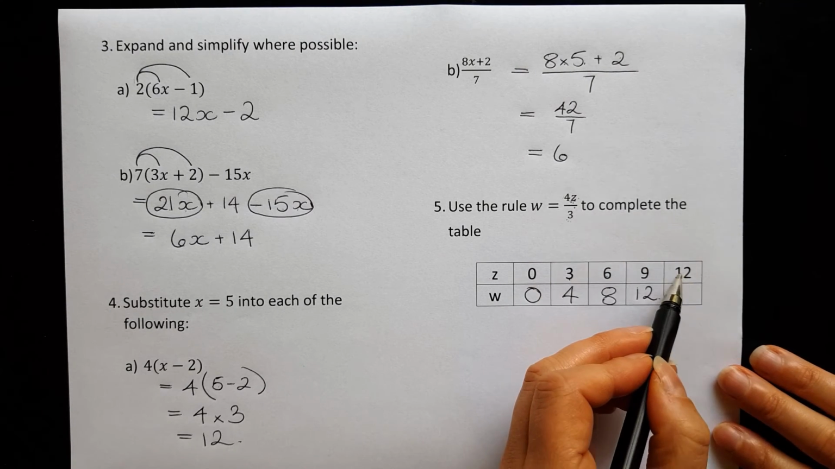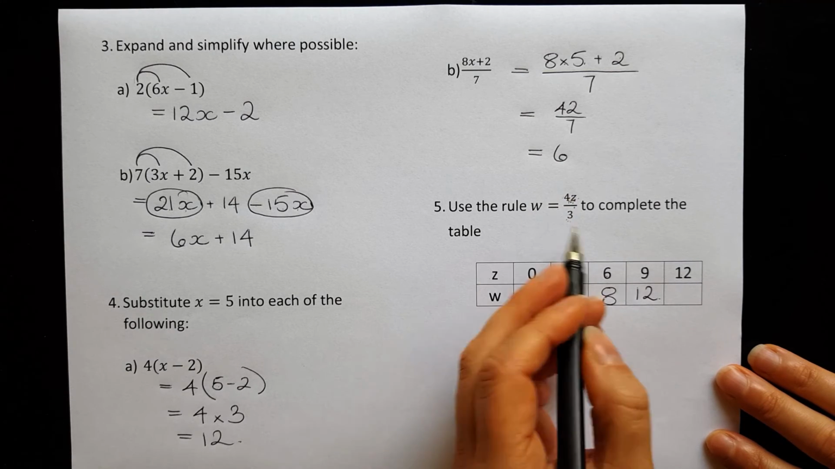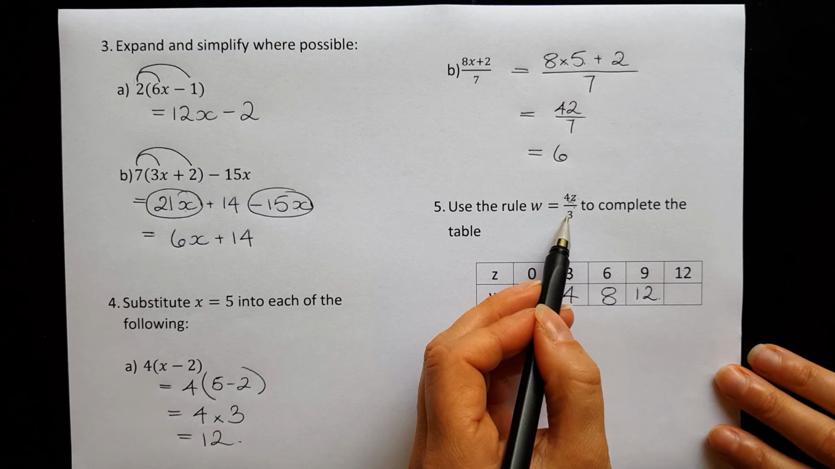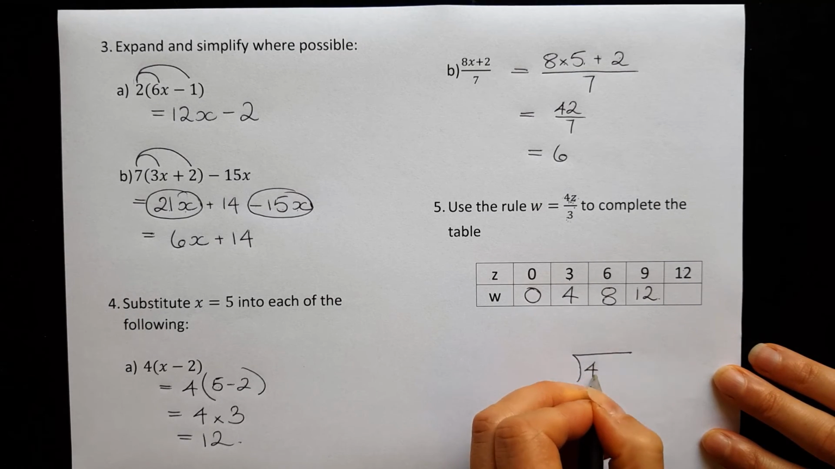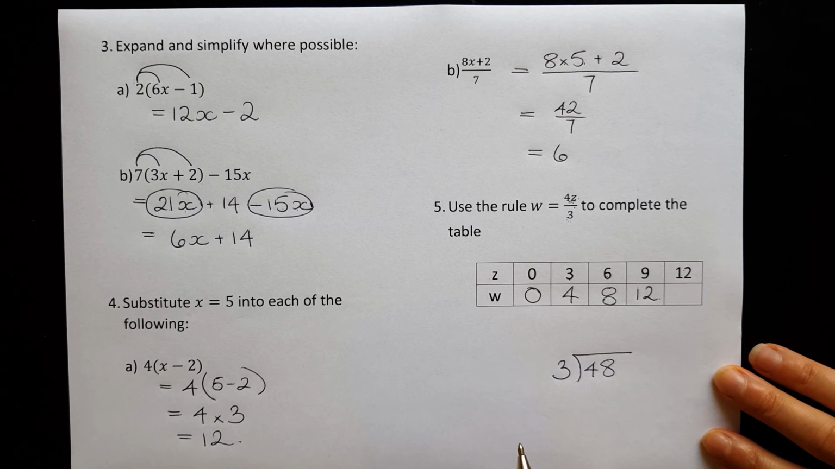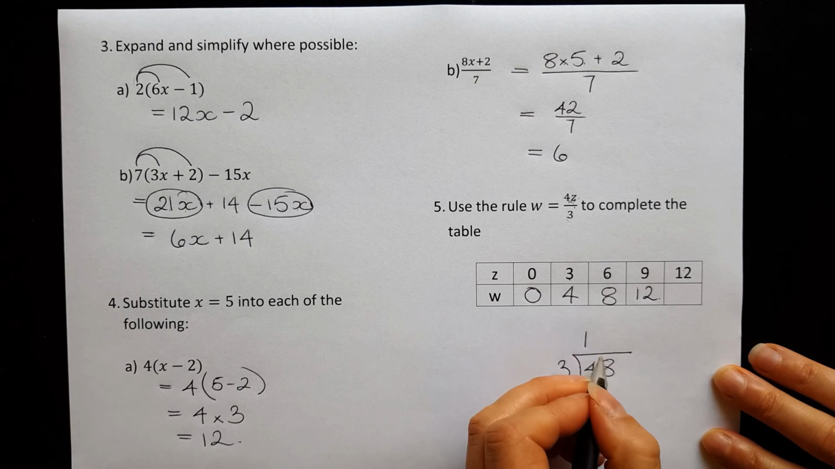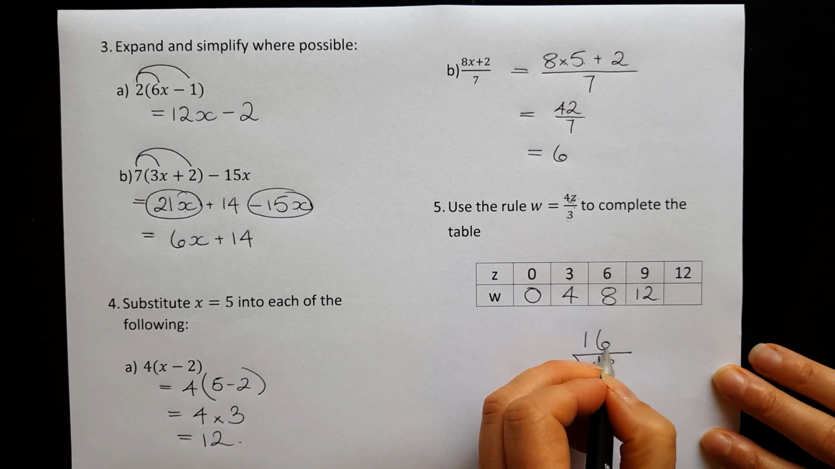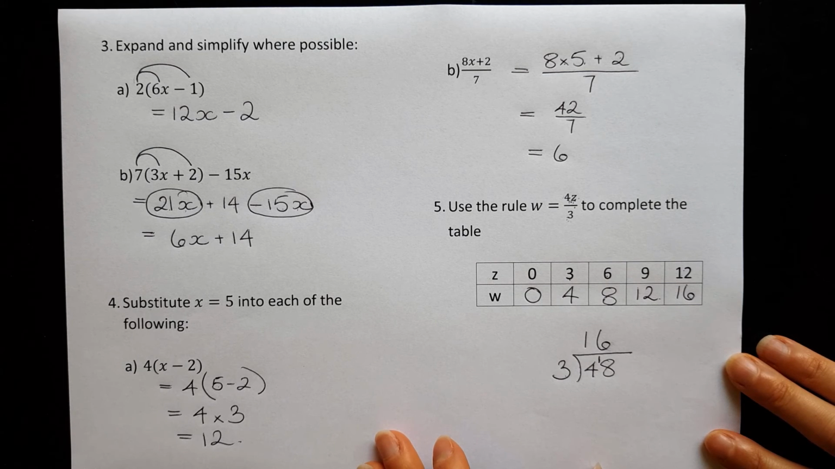And finally, putting the 12 into here, 4 times 12 is 48, and 48 divided by 3, well, that's a bit tricky, isn't it? Remember, you can always do a division like this. So 48 divided by 3, 3 goes into there once with a remainder of 1, and then you do 18 divided by 3 is a 6, so that would go 16 times.